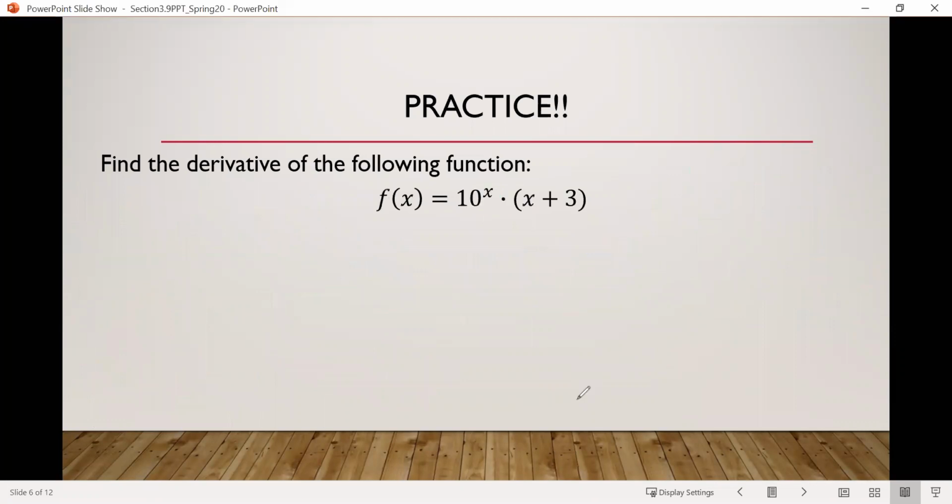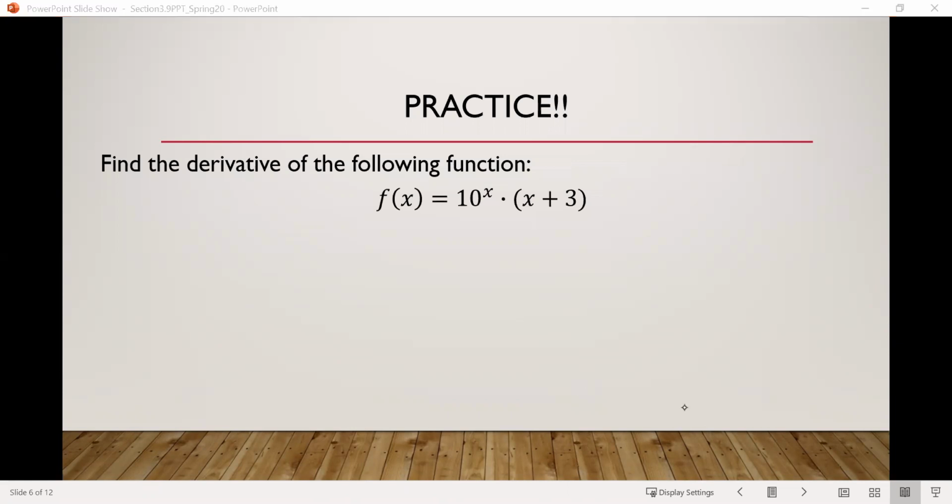Okay, let's look at another one now. So here we have f of x equals 10 to the x times x plus 3. Now notice we have two functions being multiplied. So we're going to use the chain rule here. Hopefully you all just said no. Okay, we're going to use what rule? That's right, the product rule.